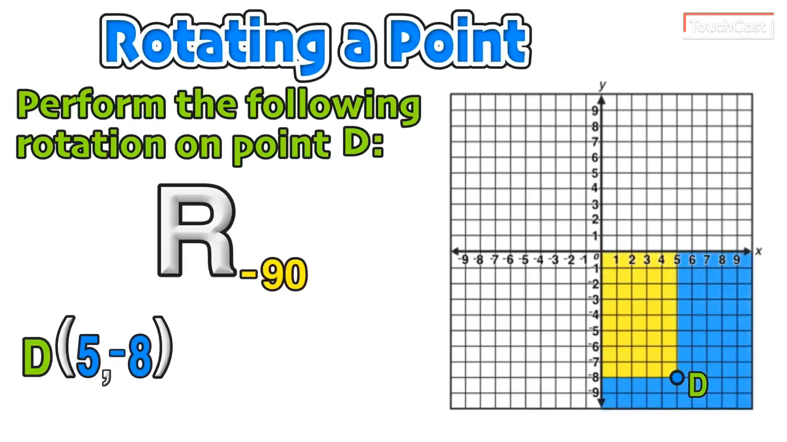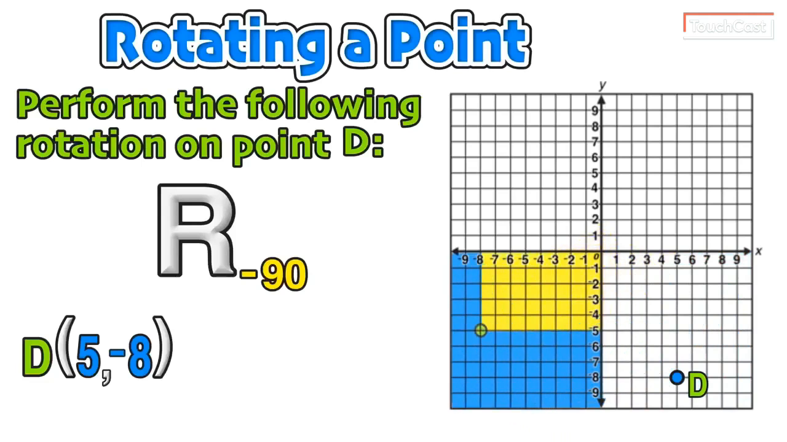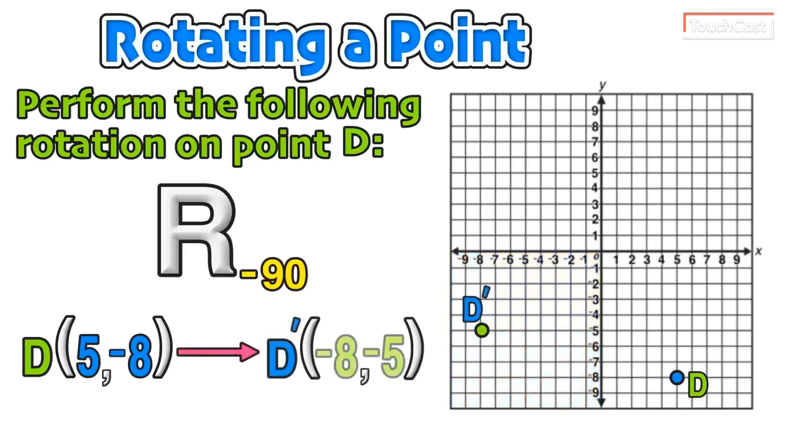Imagine taking that fourth quadrant with point D contained inside of it and rotating the entire quadrant, in this case, in a clockwise direction. Now we can find the coordinates of the image D prime with coordinates negative 8, negative 5.